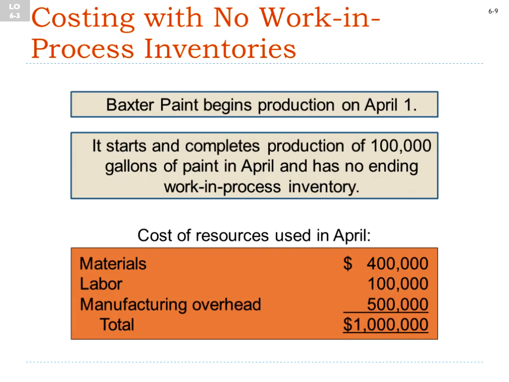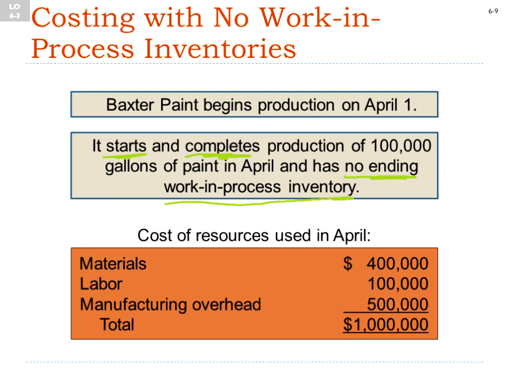So here's an example of a paint company. It says that Baxter Paint begins production on April 1, and it starts and completes production of 100,000 gallons in April. So it starts and it completes. That's nice. That means that there's nothing stuck in work in process, right? Everything is 100% done at the end of the month. It says that there is no ending work in process inventory. So that makes it a little bit easier for us to calculate.